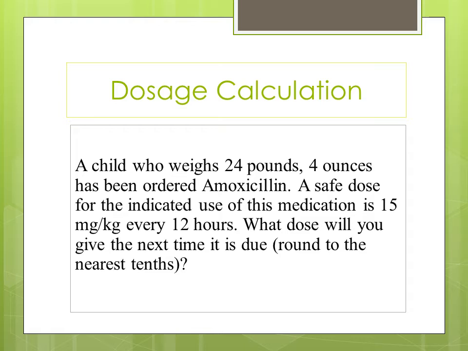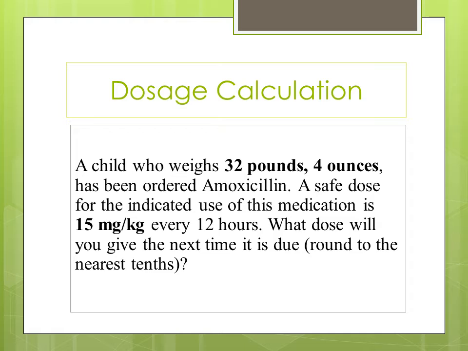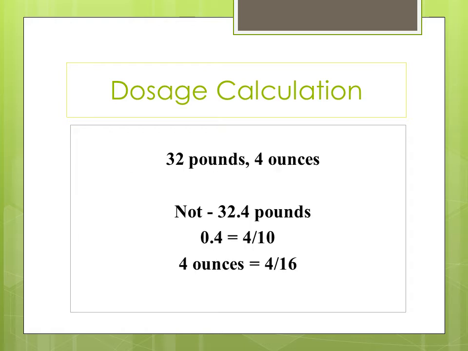First, let's determine what information is important to answer the question. What is the question asking? It is simply asking for the dose for the next administration. The frequency, every 12 hours, is not necessary for answering the question. To calculate the dose for the next medication administration, you will need to know the child's weight and the dose-weight ratio. Because there are two indicators in the weight, pounds and ounces, we will need to convert the weight to pounds only first. 32 pounds 4 ounces is not the same as 32.4 pounds.